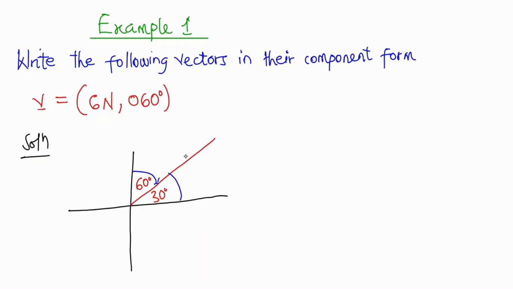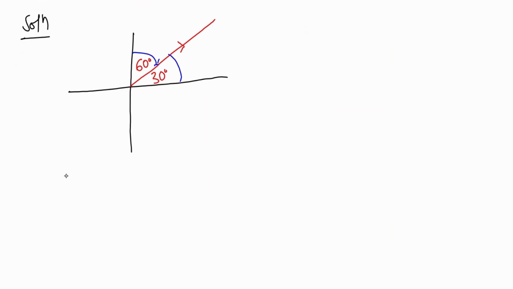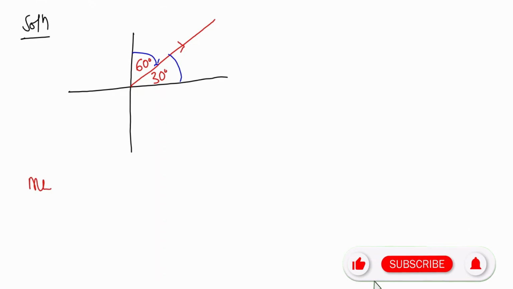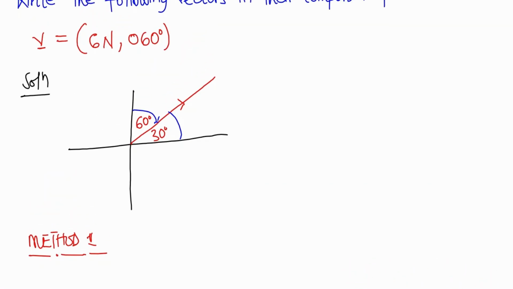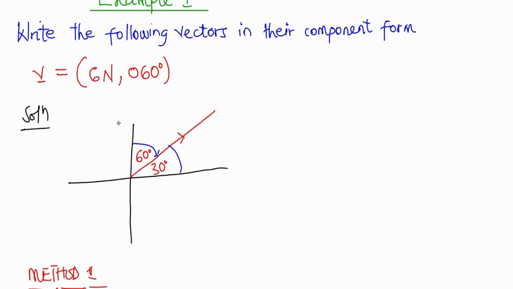So in changing this vector to component form, we have to consider two methods. Any of them works, so we are going to look at the two methods. Now let's move to method 1. Method 1 is when we consider the bearing of the vector given to you, that's the direction of the vector given to you.